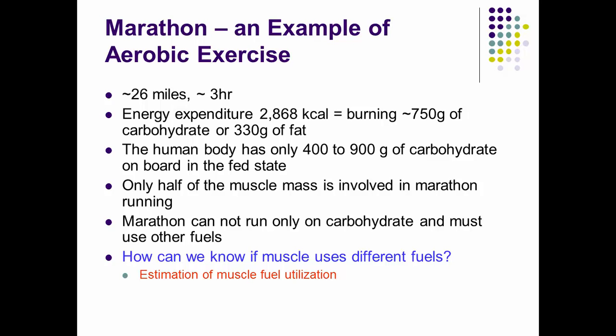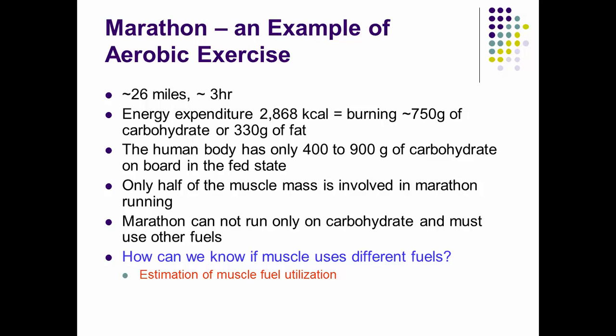A good example for aerobic exercise is a marathon. Right? A marathon usually runs 26 miles, about 3 hours, maybe between 2 and 3 hours. So the energy required for running a marathon is about 2,868 kcal. And in order to get this many kcals, we need to burn 750 grams of carbohydrate or 330 grams of fat.